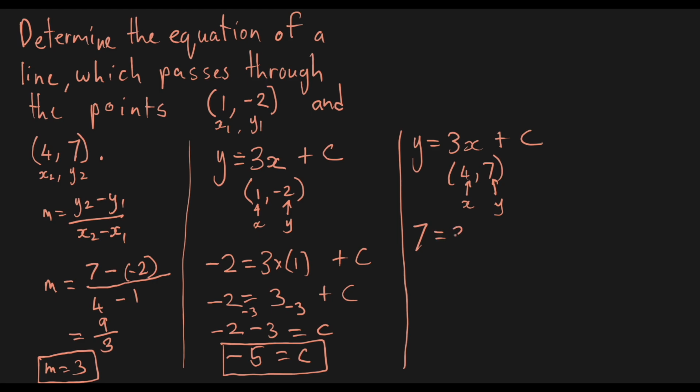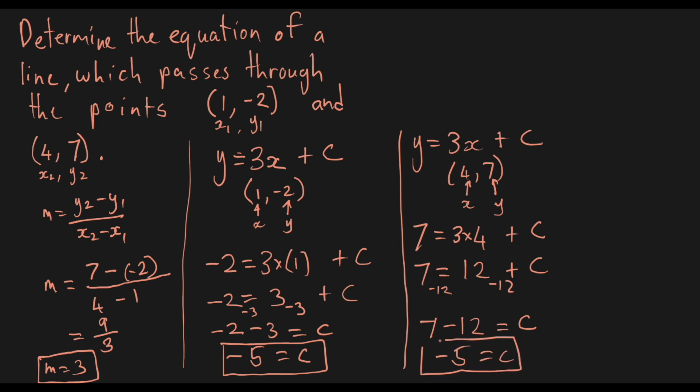7 is equal to 3 times 4 plus c, because the 4 is equal to the x. So therefore 7 is equal to 12 plus c. Now I want to get c by itself, so subtract both sides by 12, and I'll be left with 7 minus 12 equals c. 7 take away 12 is minus 5. So in both cases I get minus 5.